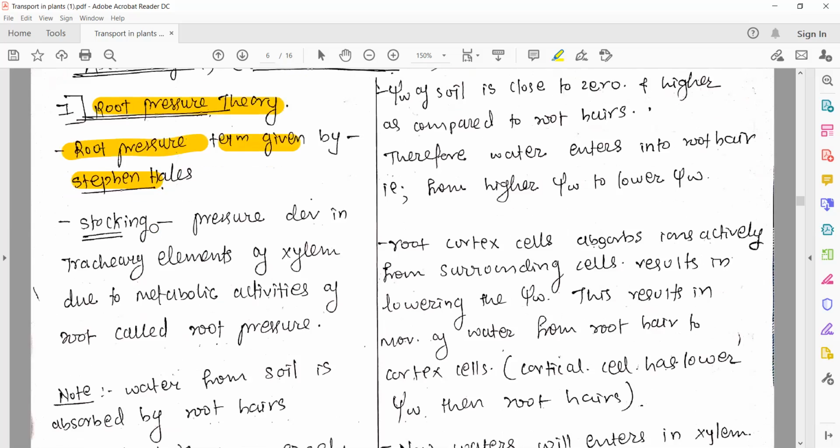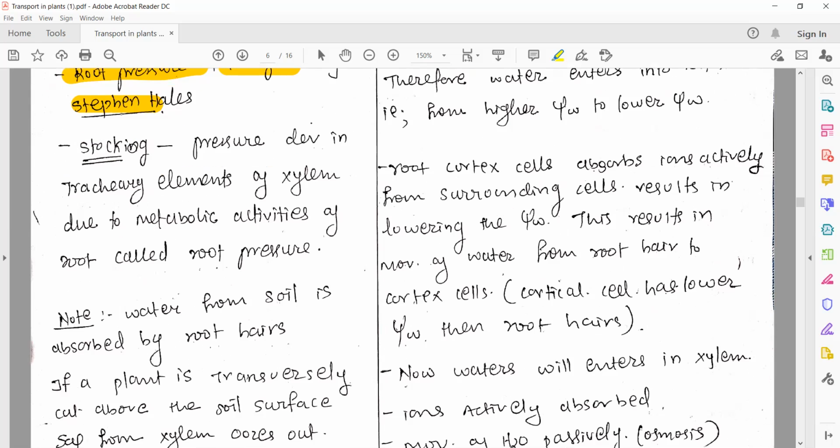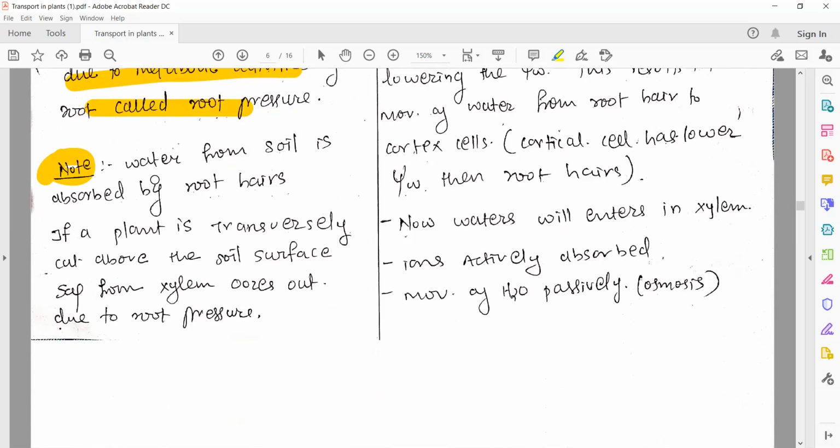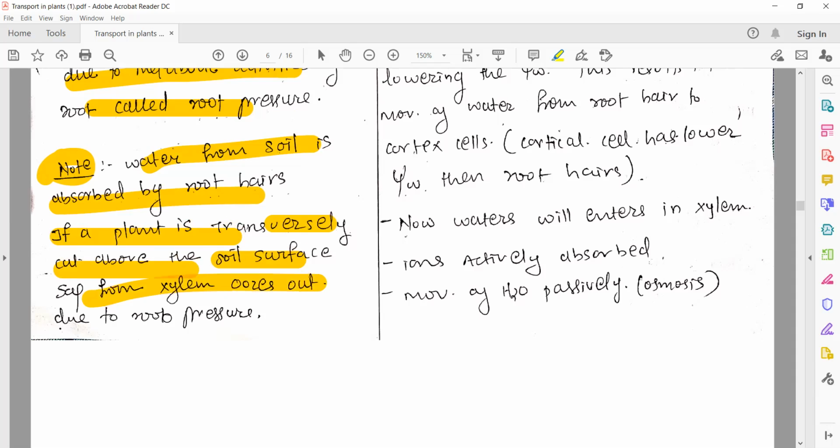Now there was another scientist whose name is Stocking. Pressure development in the tracheary elements of the xylem due to the metabolic activities of the root is called root pressure. So what does the note say over here? Water from the soil is absorbed by the root hairs. This everyone knows, right? If a plant is transversely cut above the soil surface, sap from the xylem oozes out due to the root pressure.